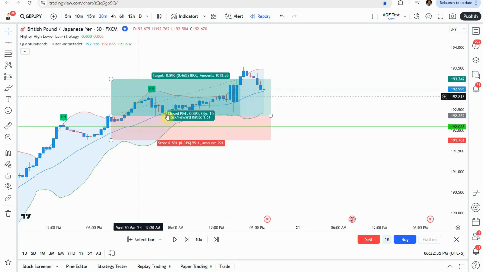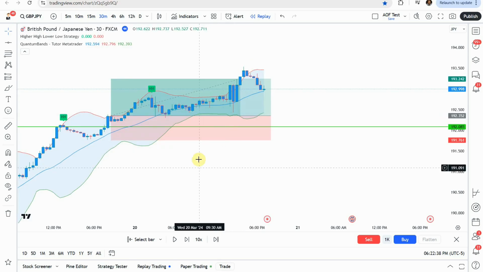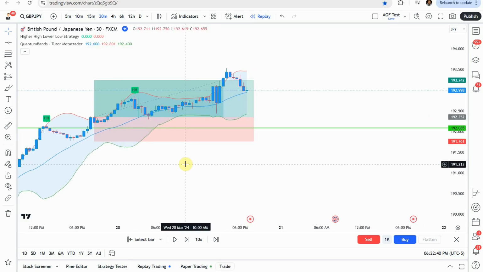And this one takes a little bit longer, but we eventually make this nice push to the upside, getting us to our take profit. Alright, so that puts us at the end of the testing right there.